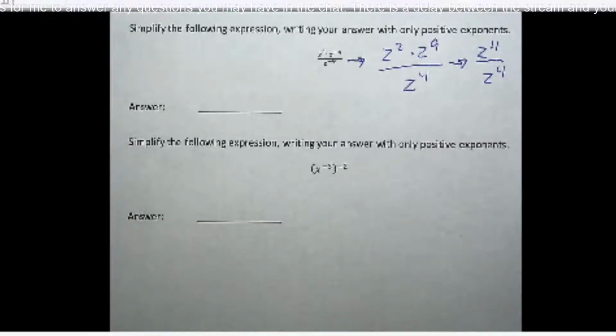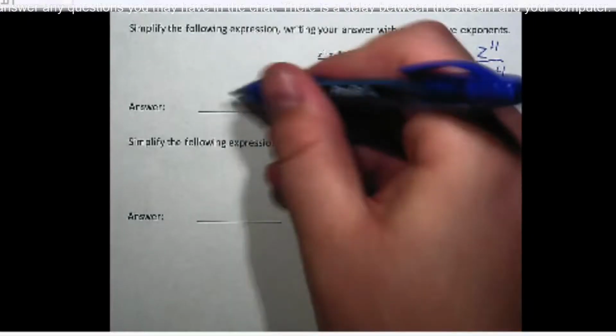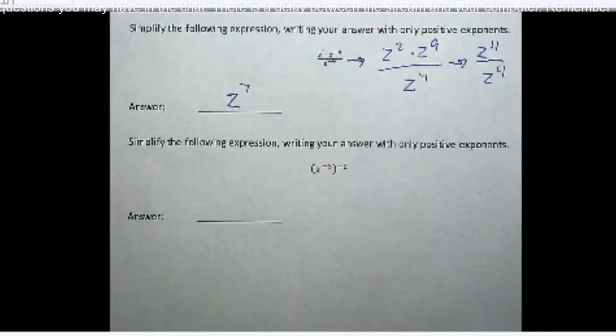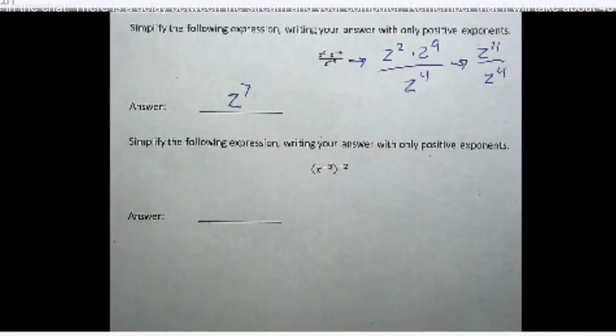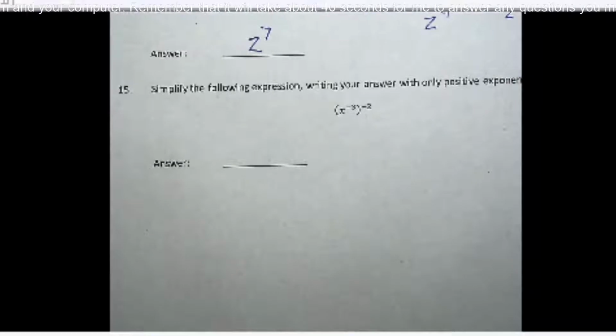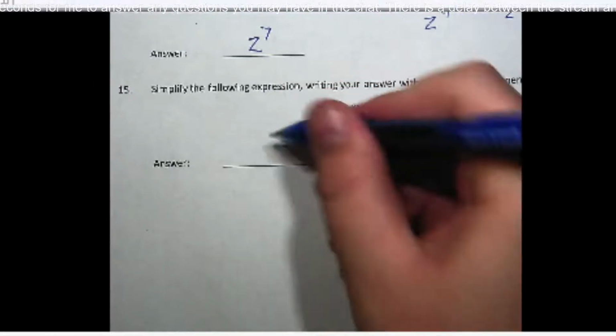And then 11 minus 4 is 7. Z to the 7th. Last one here, we've got x to the negative 3rd to the negative 2nd, which means that this is a power raised to a power, and we're going to multiply those powers. So negative 3 times negative 2 is 6. x to the 6th.